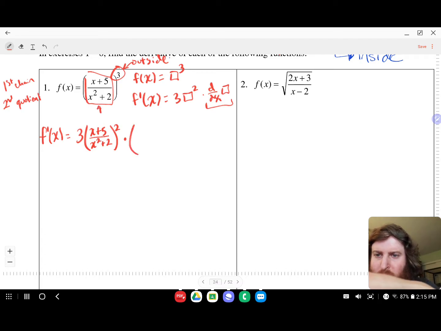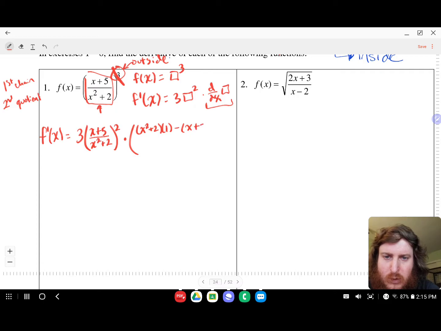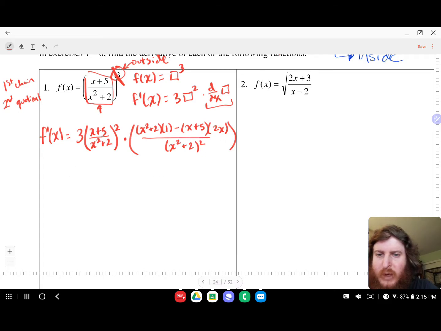So the derivative of this box, right, we're going to kind of like cross out the 3. We're not worrying about it anymore. And this would just be a quotient rule problem. Low d high minus high d low all over low squared. Okay, and this is a perfectly fine answer. If you had that as your answer, full credit.